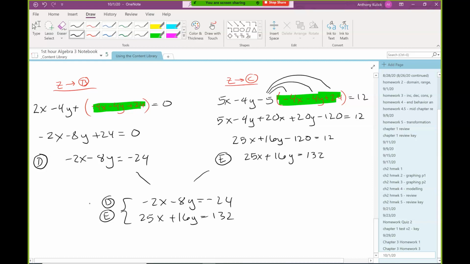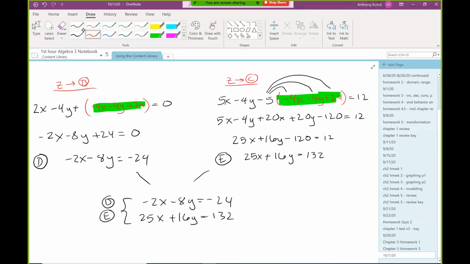So now I'm going to do another substitution. I'm going to look and choose an equation and choose a variable from that equation to isolate and then plug it into the other equation. So looking at my choices here, what equation and what variable would be the best one to isolate? Variable 1. From which equation? From D. From D. Okay.